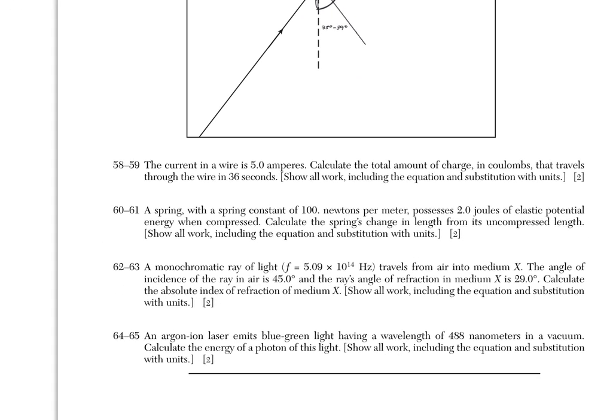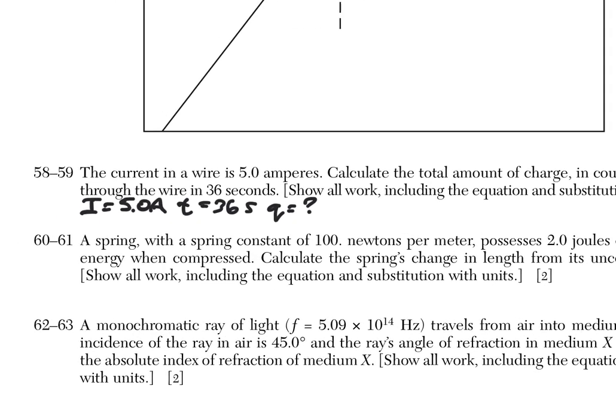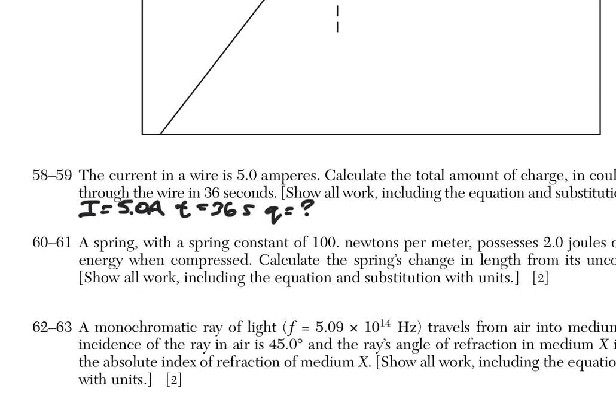Okay, then we have the rest of these. So 58 and 59 are pretty straightforward. They give you the current and the time, and the charge is in coulombs. So all you really need to do is I equals Q over T and solve for Q. It'd be delta Q over delta T, whatever. And there you have it, 180 coulombs.